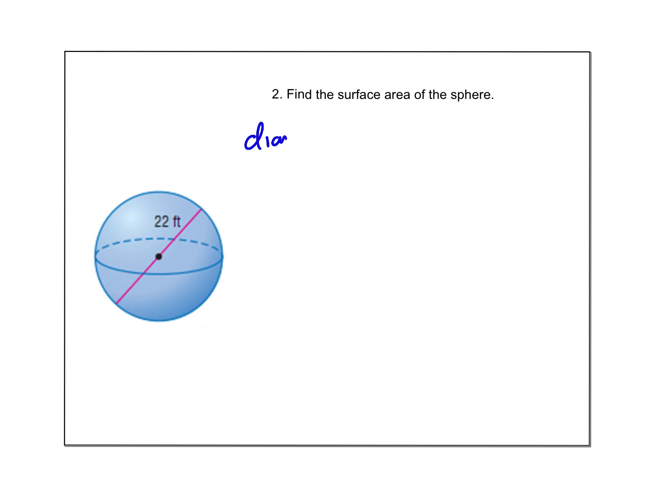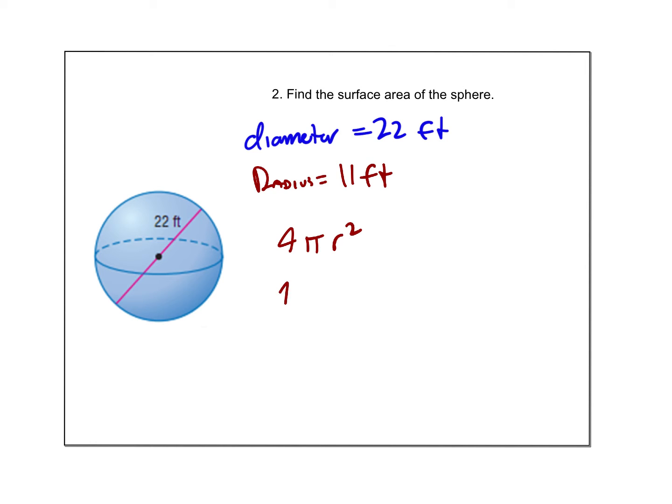For the surface area here, I'm saying that my diameter would be 22, which means my radius is going to be 11. So my surface area, 4 pi r squared, 4 pi 11 squared. So 121 times pi, and my answer will be 1,520.53. And it's good to label squared.